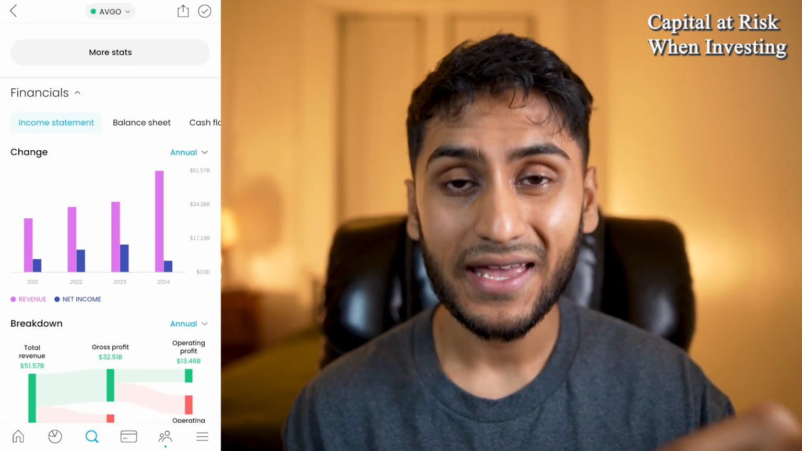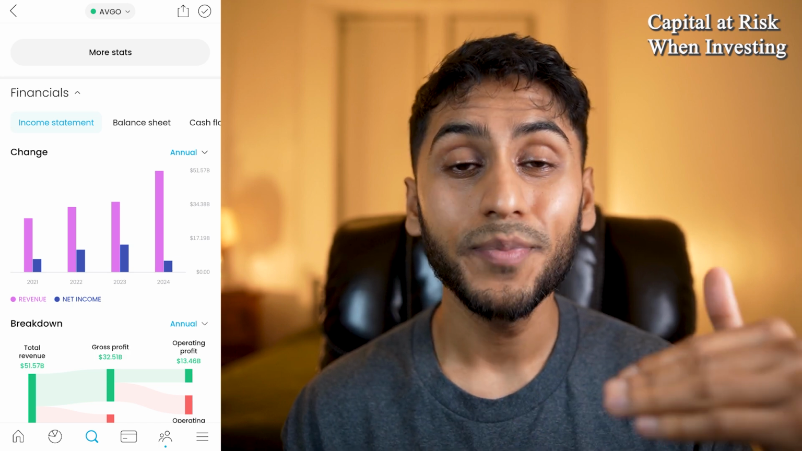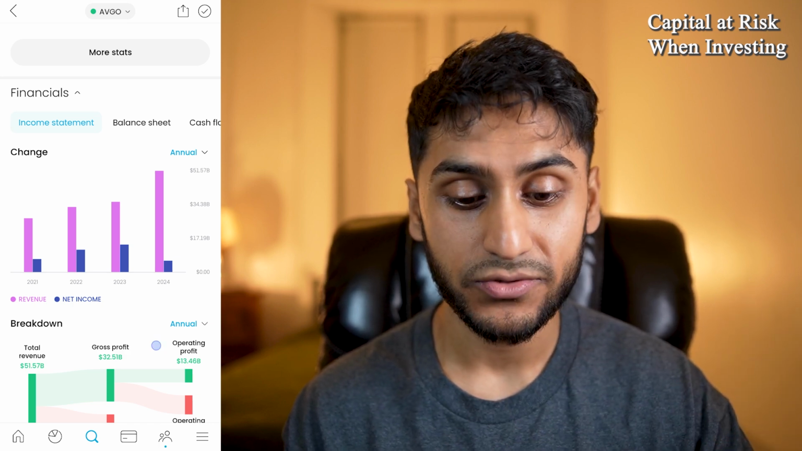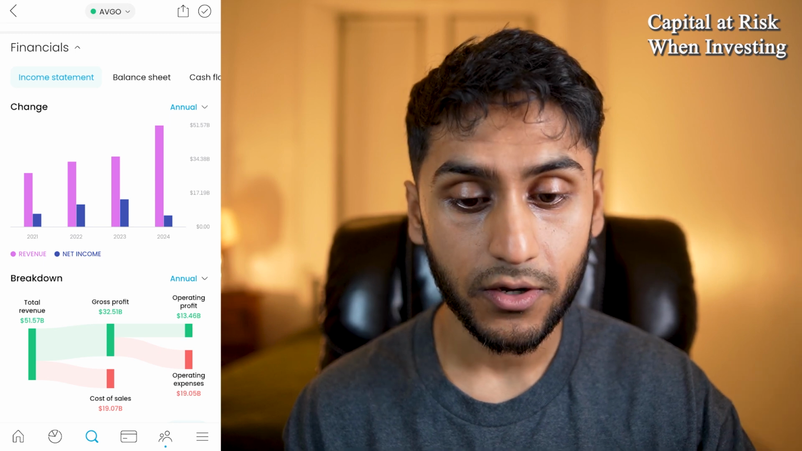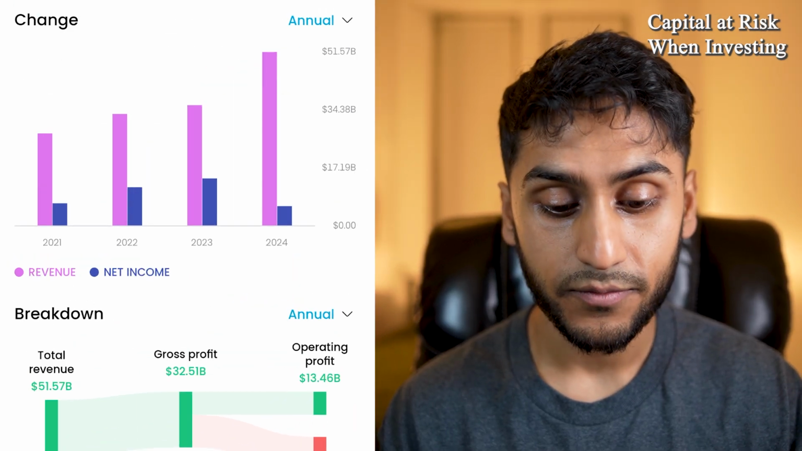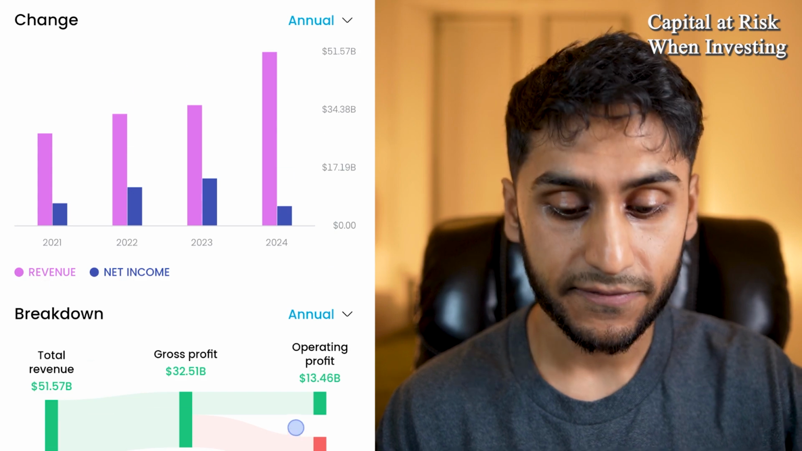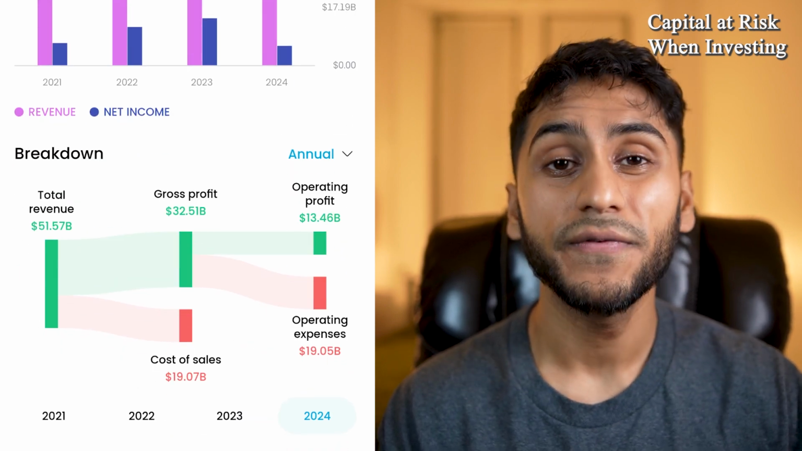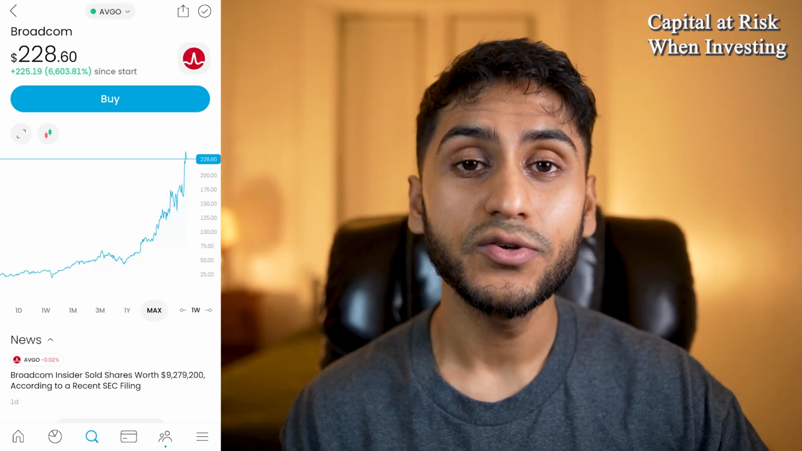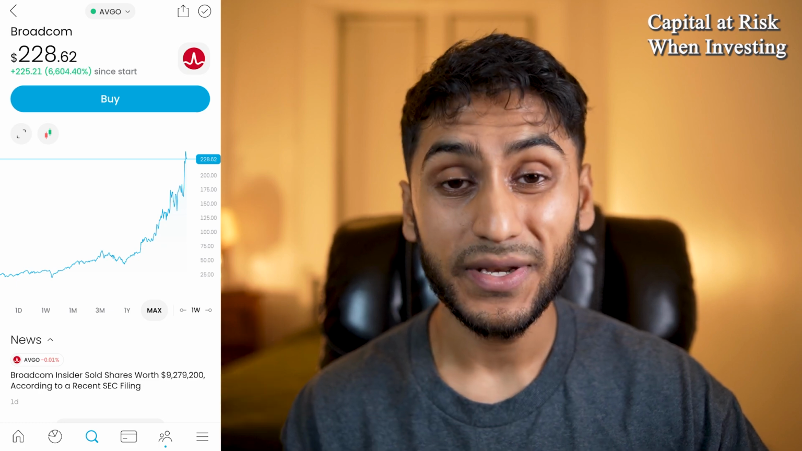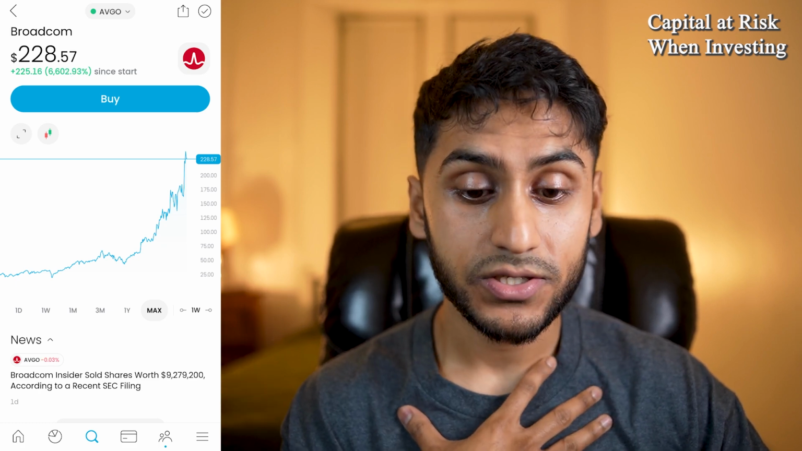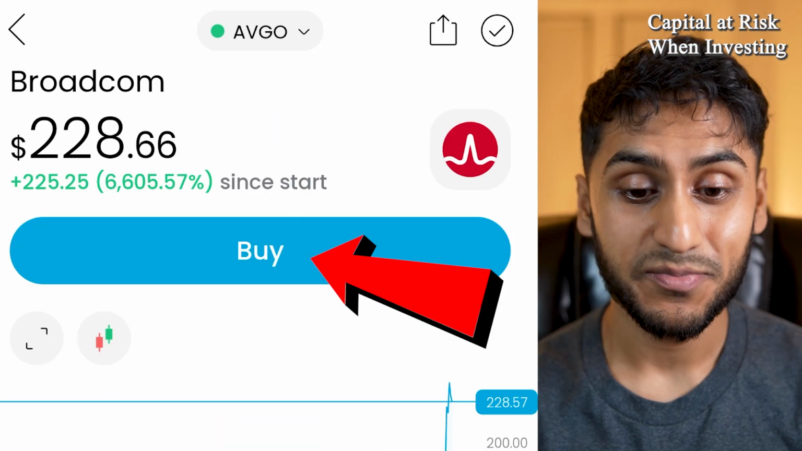If I scroll down, you can see some financial chart history. Again, take this with a grain of salt, or please do further research before investing into a stock. But you can see, for example, with Broadcom, we have the income statement from 2021 to 2024 and the breakdown of their revenue and profits. So for example, if I wanted to buy this stock, buy shares in this company, and I was convinced through my own research to do that, all I have to do now is press buy.